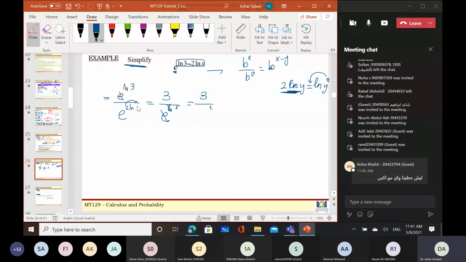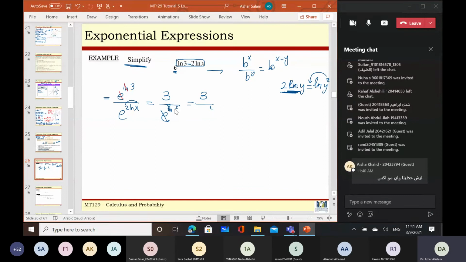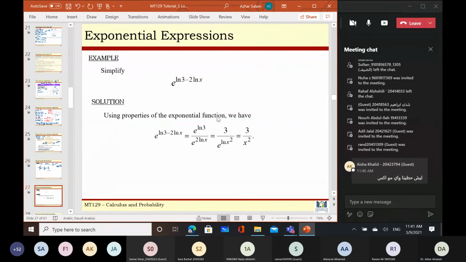It's x, ln x. And here, ln x squared, and this is x squared to the power of 3 divided by x squared. Okay, this is the simplest answer. And it's the same in the slide.